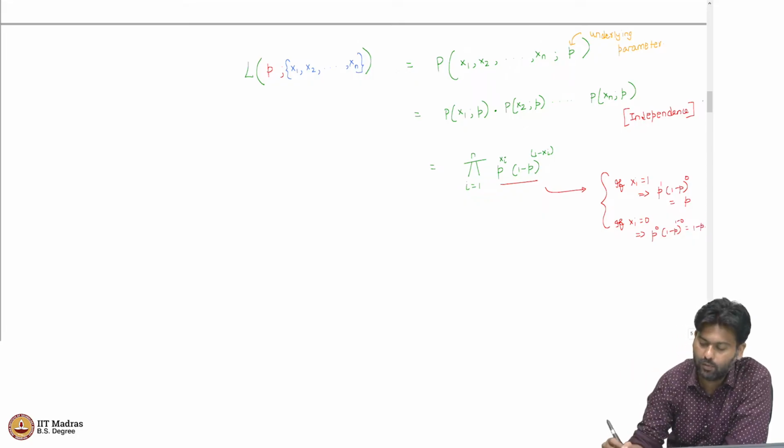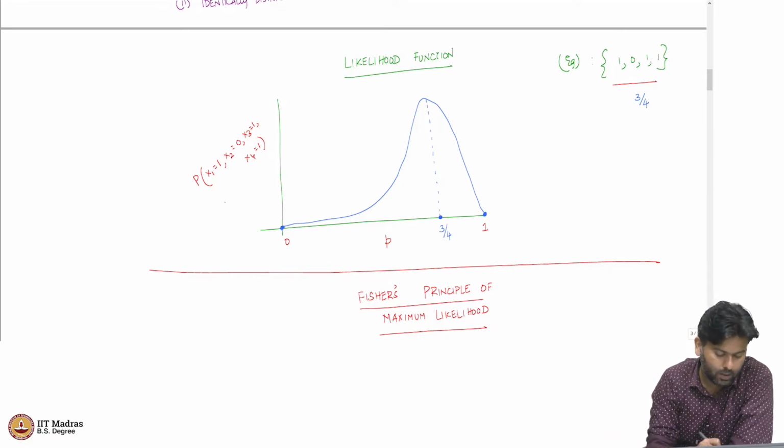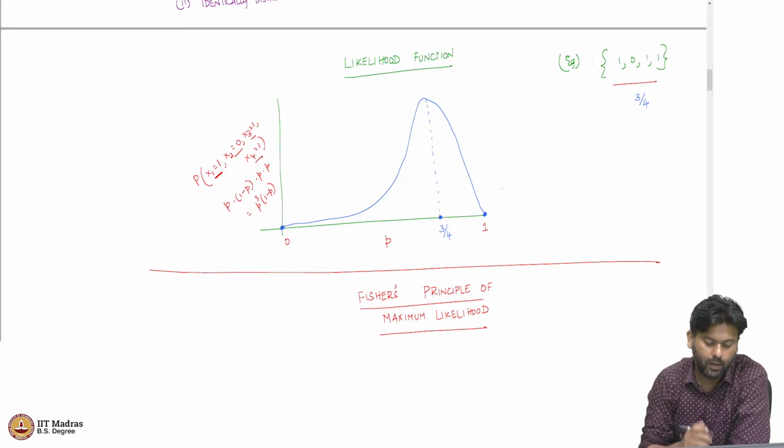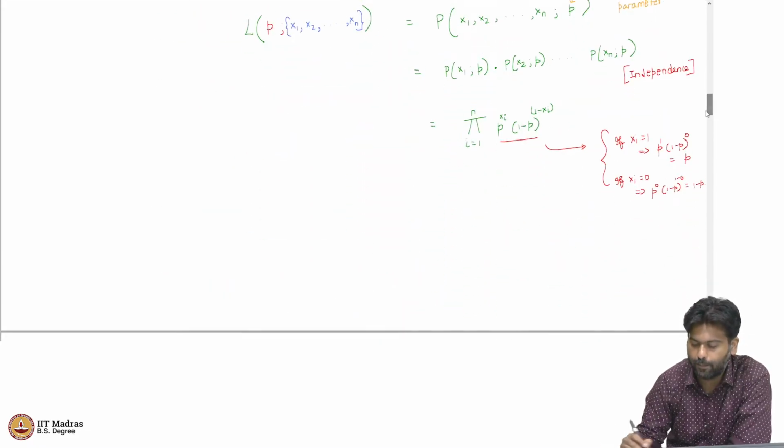So in this particular case, if x1 is 1, x2 is 0, x3 is 1 and x4 is 1, this would be p for x1, into 1 minus p, into p, into p, which is p cubed into 1 minus p. So essentially, the plot that I have done here is that of the curve p cubed into 1 minus p, right? So that's precisely what we have here in general.